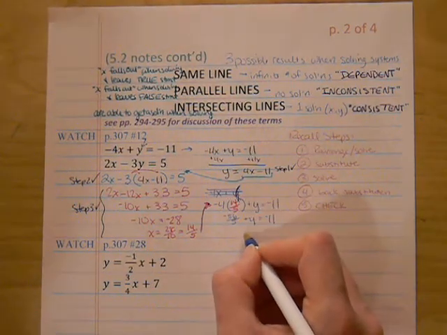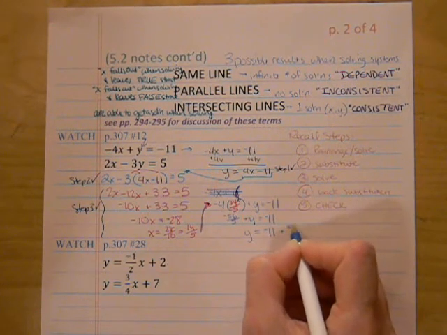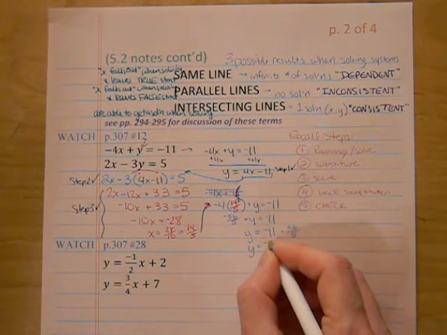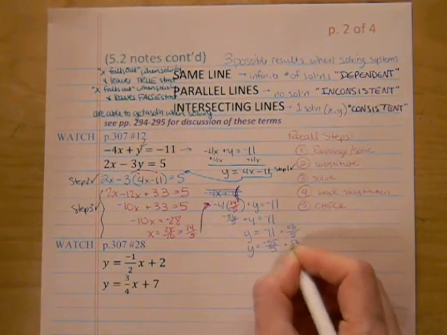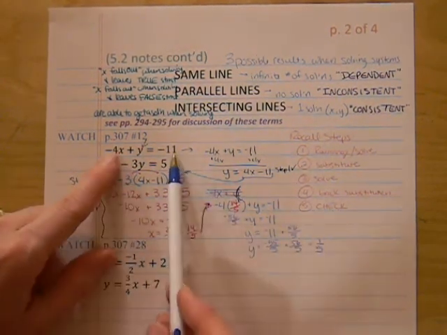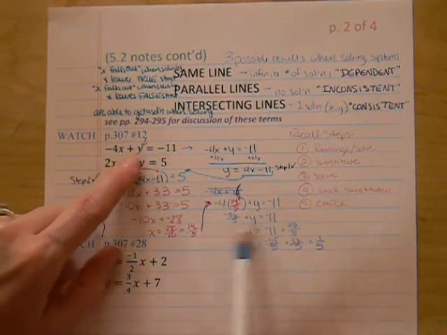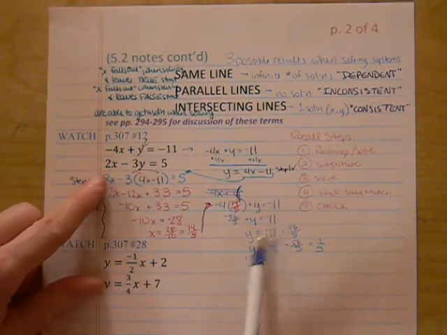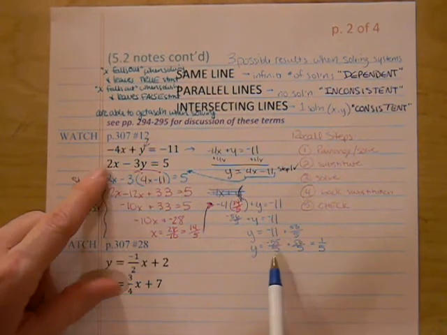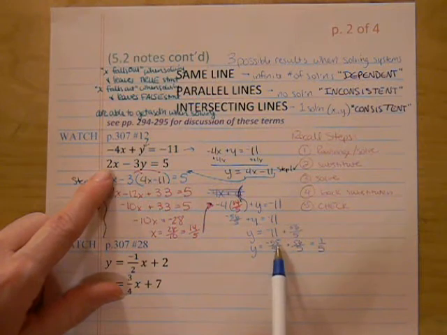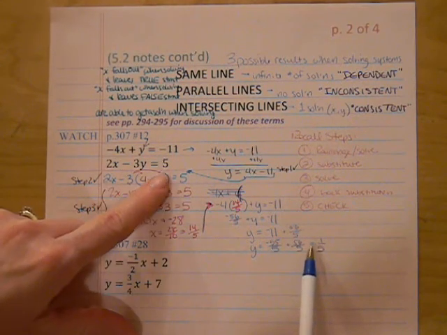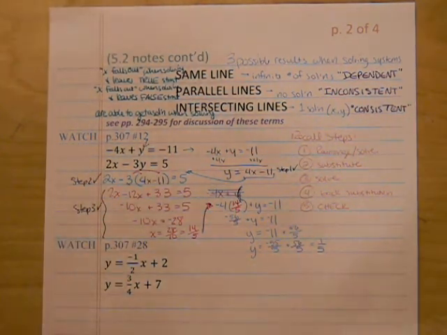Add the 56/5 to both sides, I get y equals negative 11 plus 56/5. Utilizing what we know about fractions here, we need a common denominator, negative 55 over 5 plus 56 over 5. That's going to give you a positive 1 over 5. You can check these back in both equations. Negative 4 times our 14/5 plus 1/5 is going to equal your negative 11. 2 times your 14/5 minus 3 times your 1/5. This would be 28/5 minus 3/5 here. And you would end up with your answer of 5. It does work in both equations.